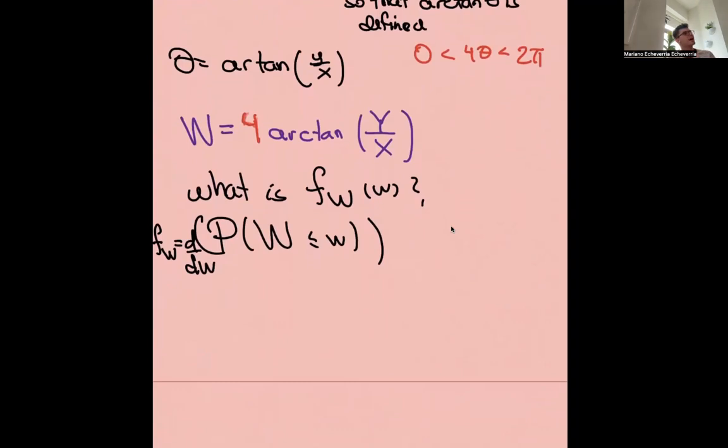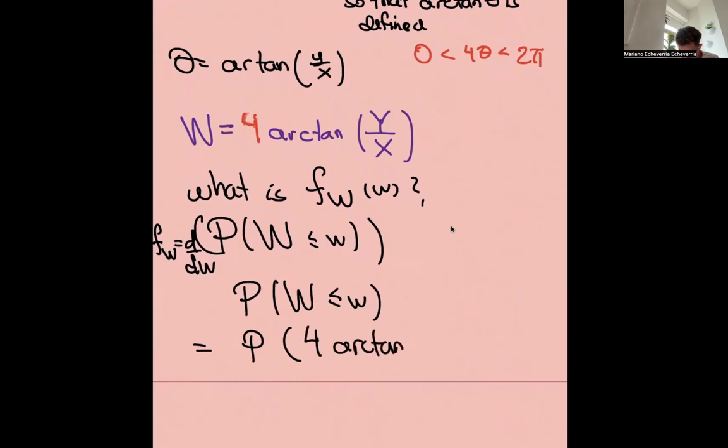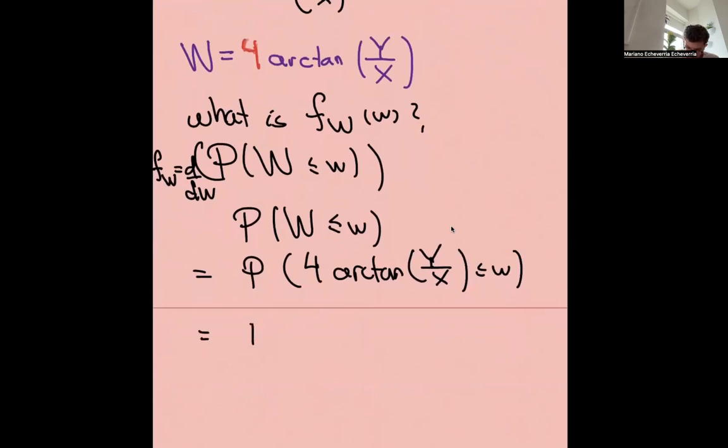Okay, so let's start to work it out. What is the probability that W is less or equal to w? Well, that's the probability that four times the arctangent of Y over X is less or equal to w, right? So that's the probability that arctangent of Y over X is less or equal to w over 4.